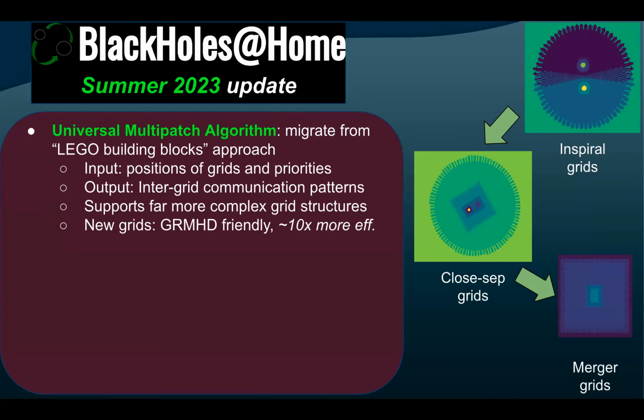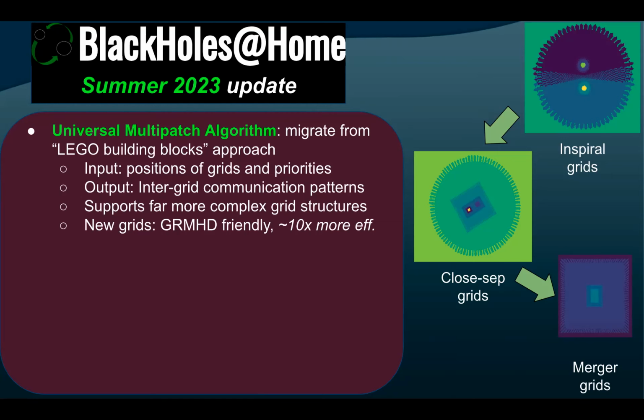So let's say you have a Cartesian grid inside a spherical grid. Well, what gets the priority in terms of that boundary? Is it the Cartesian grid, which has sharp corners, or is it the spherical grid that is, well, obviously more rounded? And that's what I mean by priorities. And the output is simply intergrid communication patterns. In my current plan, this will be the second BlackHoles at Home paper. I'll talk about the first one in just a minute, which is about to be released.